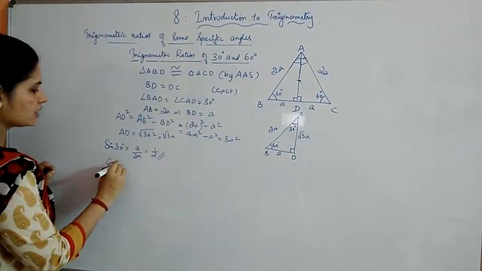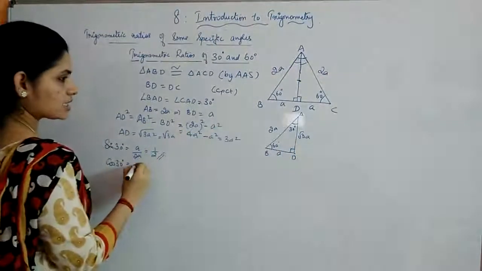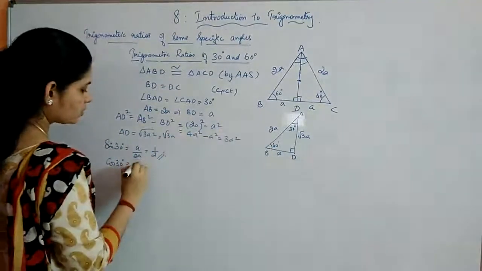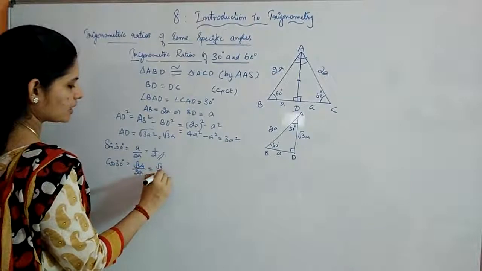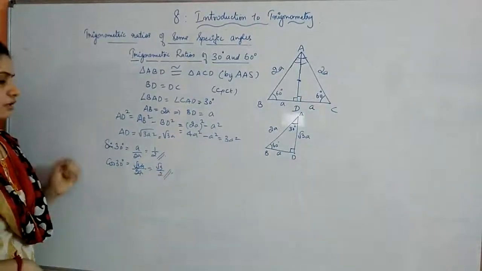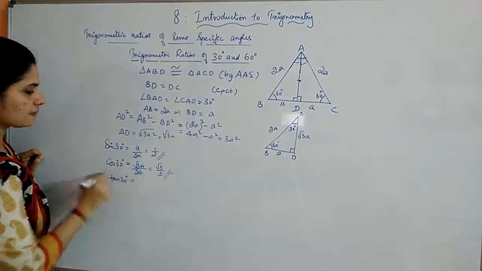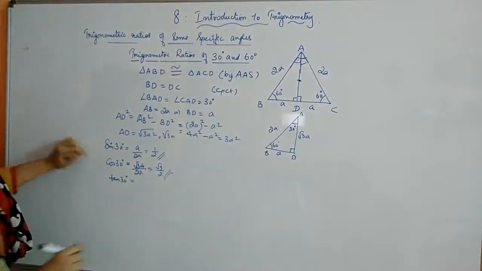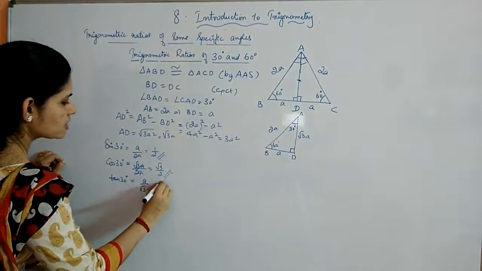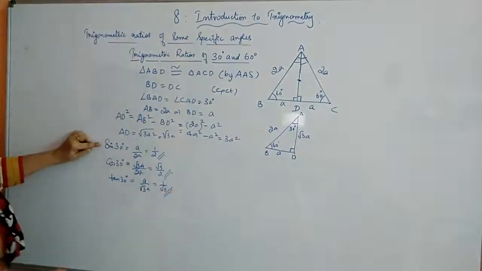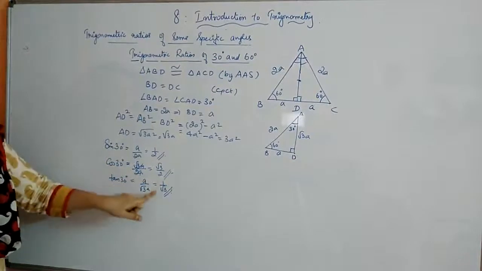Now next is cos 30 degree, which is adjacent side by hypotenuse. What is adjacent side? Root 3A by 2A. So you are getting root 3 by 2 as the cos of 30 degree angle. Then tan 30 degree is again sine by cos or opposite by adjacent. So it will be A by root 3A, which is 1 by root 3. So you got three values, that is sine 30 is 1 by 2, cos 30 is root 3 by 2, tan 30 is 1 by root 3.